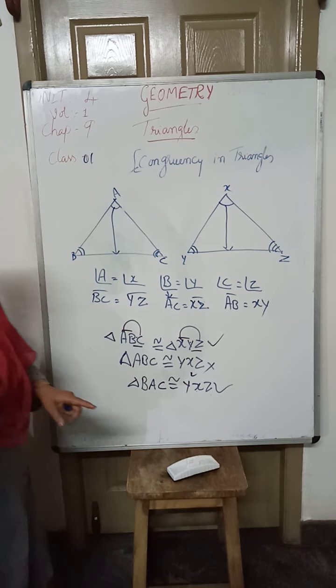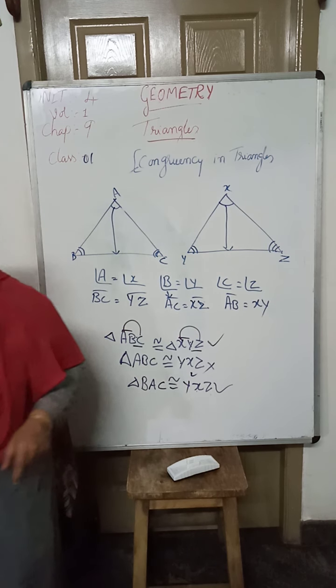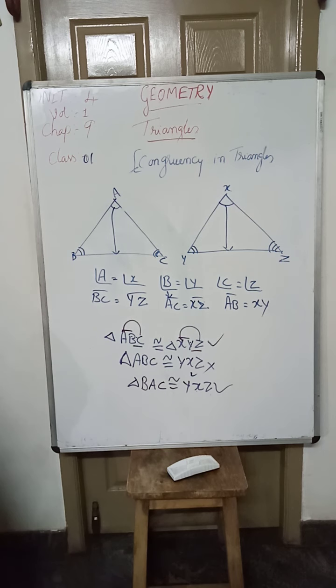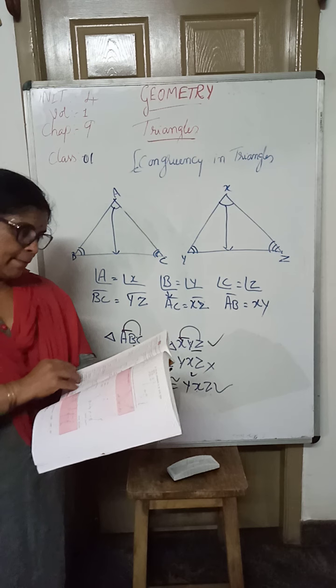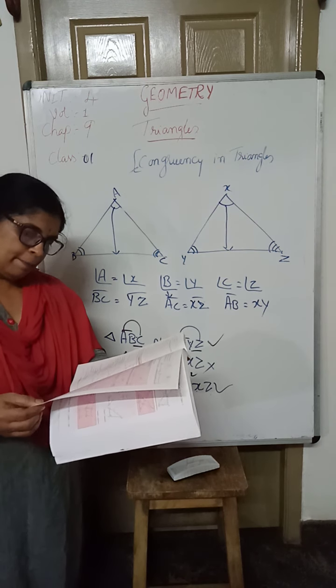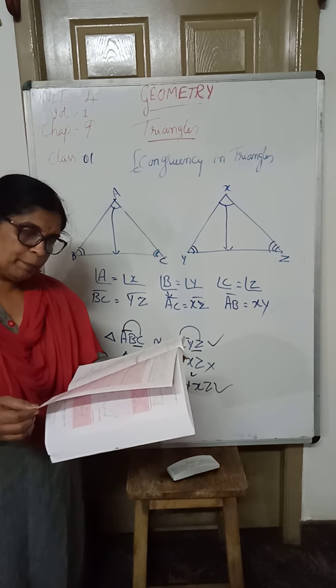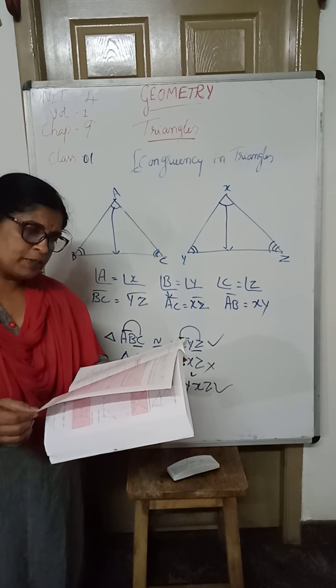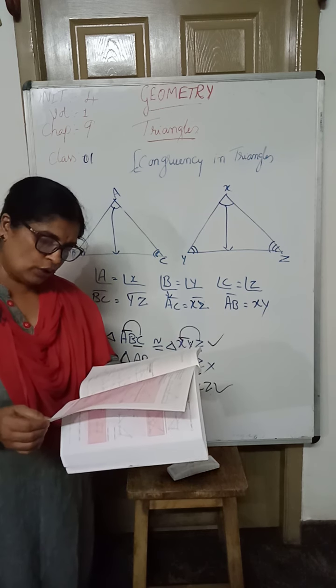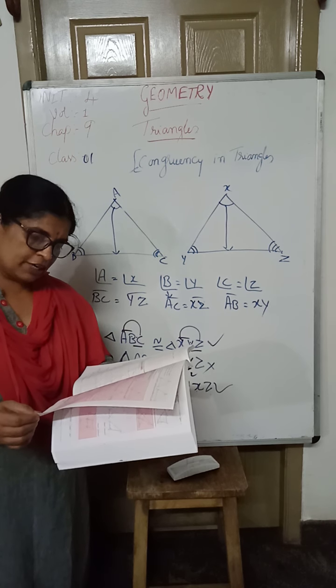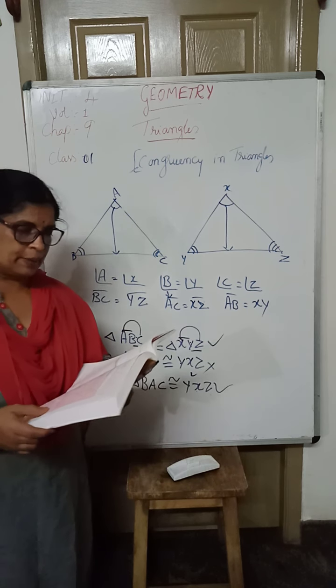If you have got one pink box in your textbook at the last page, page number 119, there is an important thing to observe the congruency. Please go through all the 4 points. Then you will understand well about the congruency.